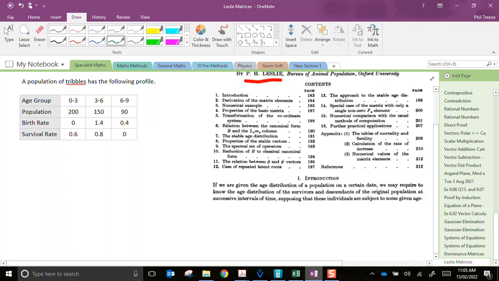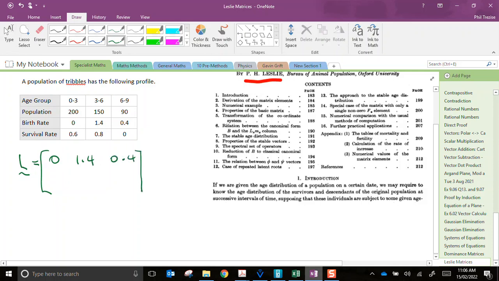Now, in order to calculate with these things, we set up a thing called a Leslie matrix, and it's a 3 by 3 matrix. There are three age groups, that's why it's 3 by 3. And the first row of the table is the birth rate. So the birth rate is 0, 1.4, and 0.4.